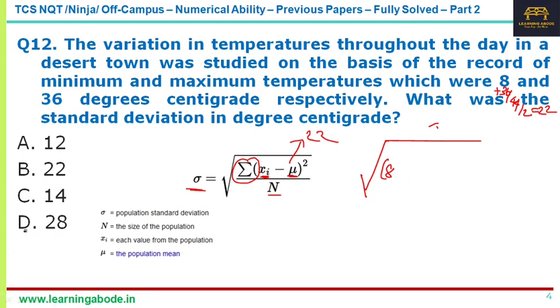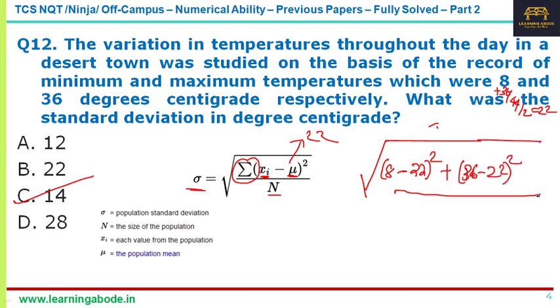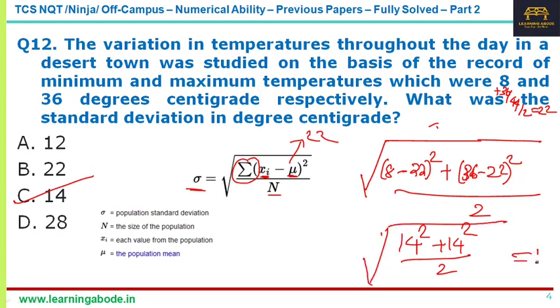But for better clarity, instead of saying it orally, I'm trying to write this. 8 minus 22 whole square plus 36 minus 22 whole square, by 2. So we have 14 square plus 14 square by 2, which is twice 14 square, and we have to take root of that. The 2 and 2 get cancelled, and root of 14 square is 14 itself. The answer is option C. So question number 12, answer option C.